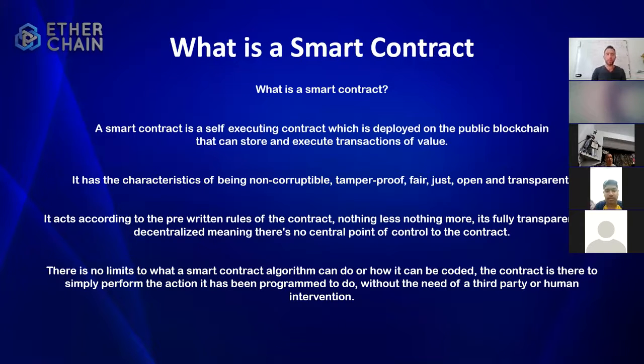Now, there are no limits to what a smart contract algorithm can do or how it can be coded. The contract is there to simply perform the action it has been programmed to do without the need of a third party or human intervention. So that is basically what a smart contract is. It's a self-executing contract which is deployed on the Ethereum blockchain that can store and execute transactional value without the need of a third party.